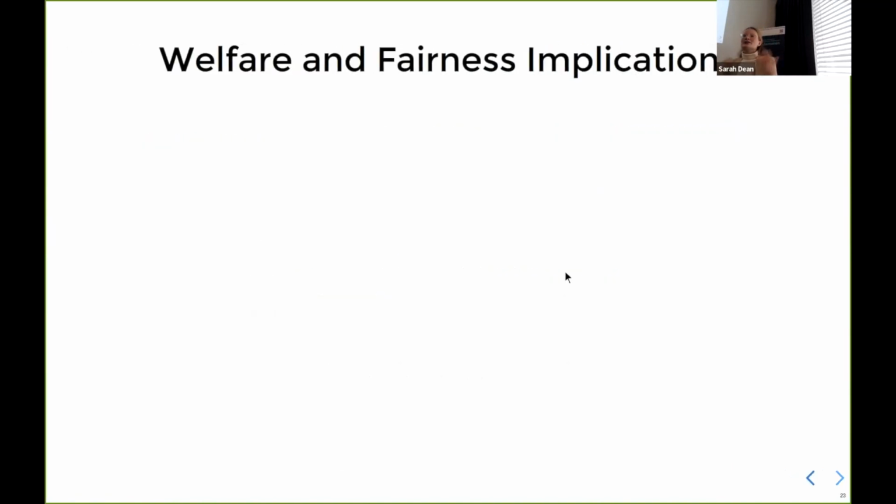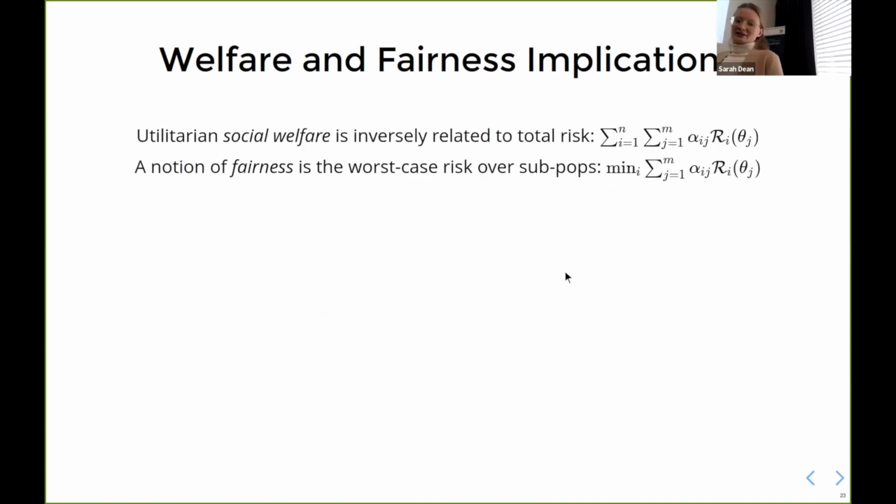And so what is the meaning of this? Like what does that imply in terms of fairness or welfare? These dynamics were initially introduced to motivate concerns of fairness, right? Let's say that there's a utilitarian notion of welfare that is inversely related to total risk, where total risk is just summing up the risk. This is kind of like on average, how many misclassifications are there in our full population? Whereas a notion of fairness is the worst case risk over subpopulation. So instead of average, you consider the worst case.